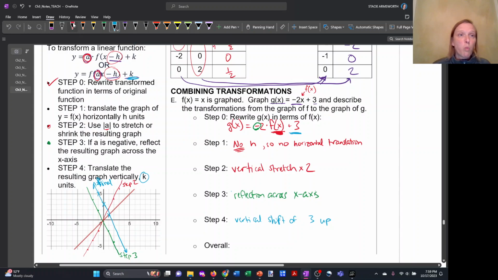So overall, what transformations did I make here? I had a vertical stretch of 2. I have an x-axis reflection because of that negative sign. And then I have a vertical translation of 3 units up. And that summarizes all of the transformations that were made to get from the original parent function, f of x equals x, to this transformed function, g of x. I hope this helped.